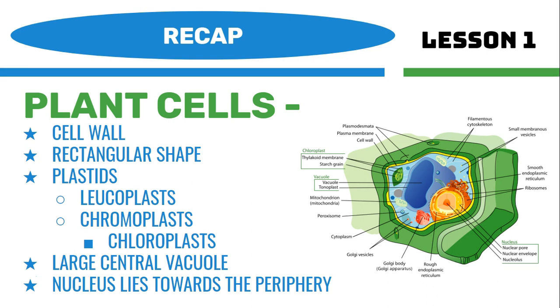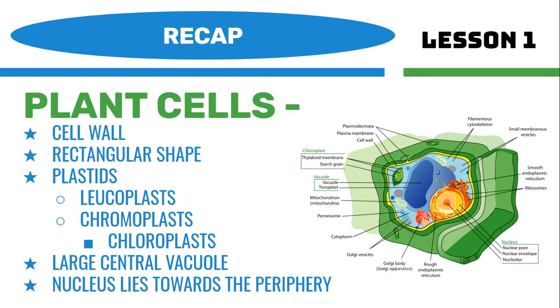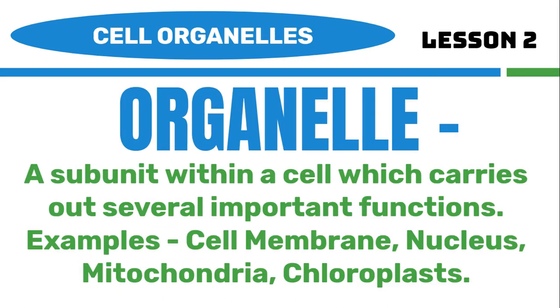Just get an understanding of the differences. And the nucleus in a plant cell is pushed towards the edge of the cell, or the periphery, because of the large size of the vacuole. Now, animal cells, we have lysosomes, centrosomes, centrioles. These are the three organelles which are found in animal cells but not found in plant cells, and they have an irregular shape compared to the boxy shape of the plant cells.